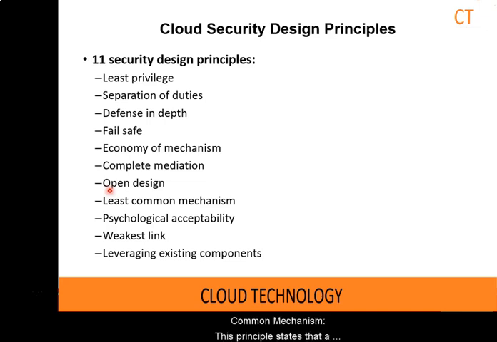Eighth principle is least common mechanism. This principle states that a minimum number of protection mechanisms should be common to multiple users, as shared access ports can be sources of unauthorized information exchange. Shared access ports that provide unintentional data transfers are known as covert channels. Thus, the least common mechanism promotes the least possible sharing of common security mechanisms.